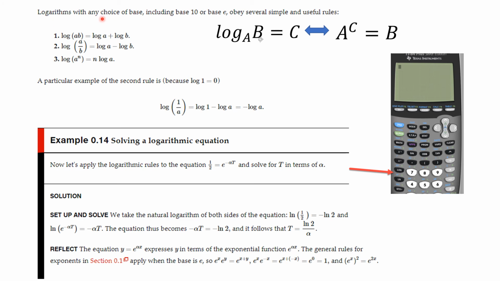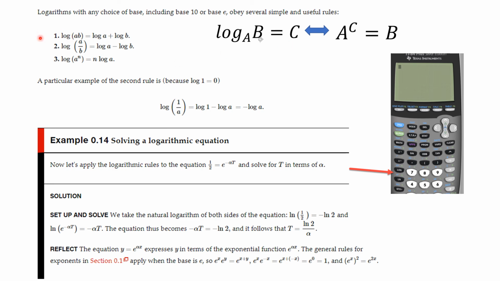Logarithms with any choice of base, including base 10, obey several laws. I'm writing this law because when students come into the Learning Commons, sometimes this helps them. And so this is a general principle. We've really already talked about it before, but it's worth saying again. The logarithm base a of b equals c, if and only if a to the c equals b. This is called the logarithmic form. This is called the exponential form. So a to the c equals b means logarithm base a of b equals c.